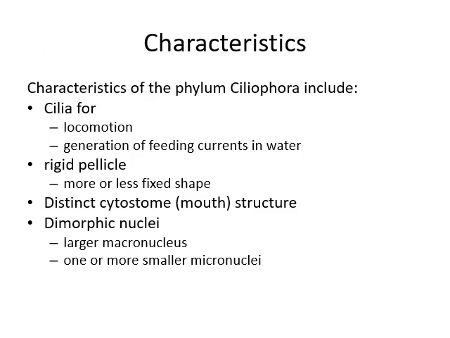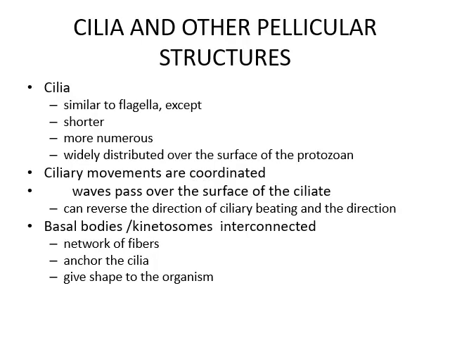Characteristics of phylum Ciliophora: mainly cilia. Cilia are used for locomotion and generation of feeding currents. Cilia are just like flagella but a little more numerous. They have a rigid pellicle of more or less fixed shape, a distinct cytosome, a mouth that leads to the oral groove, and dimorphic nuclei: macronucleus and one or many micronuclei. Cilia and other pellicular structures.